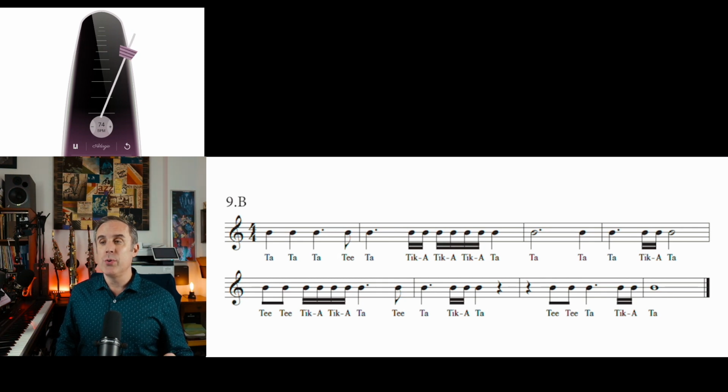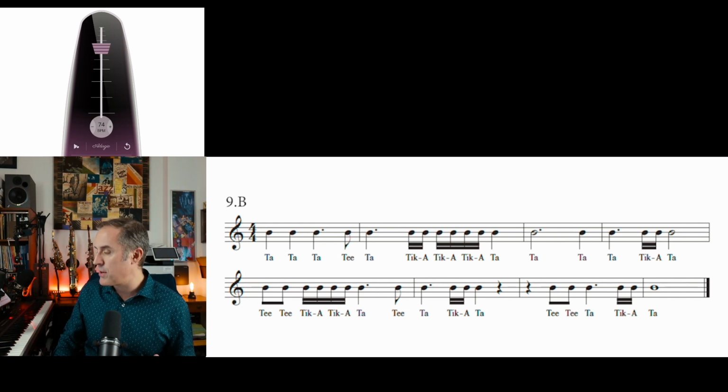1, 2, ready, and ta, ta, ta, ti, ta, ticka, ticka, ticka, ta, ta, ta, ta, ticka, ta, ti, ti, ticka, ticka, ta, ti, ta, ticka, ta. Ti, ti, ta, ticka, ta. All right, stop the metronome.